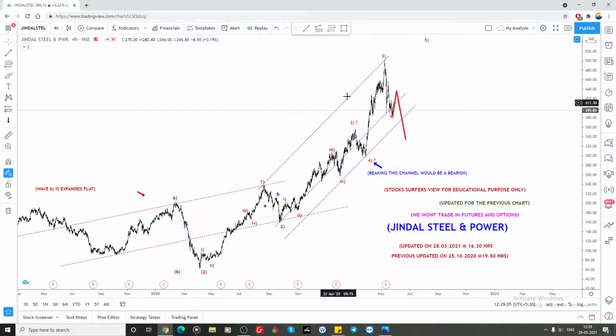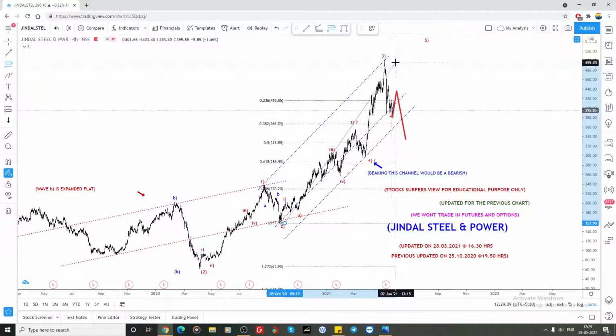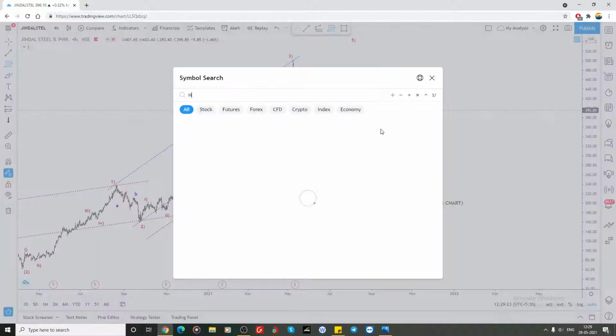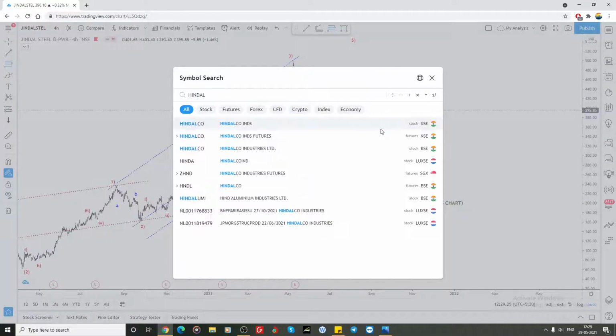Otherwise, if it is the third wave, we may get at least the 38.2. So it's nearing that. So if it breaks this channel, this trend line equidistant channel, then that will be considered as a... but be cautious in the steel sectors. As I said previously also, the same Hindalco.